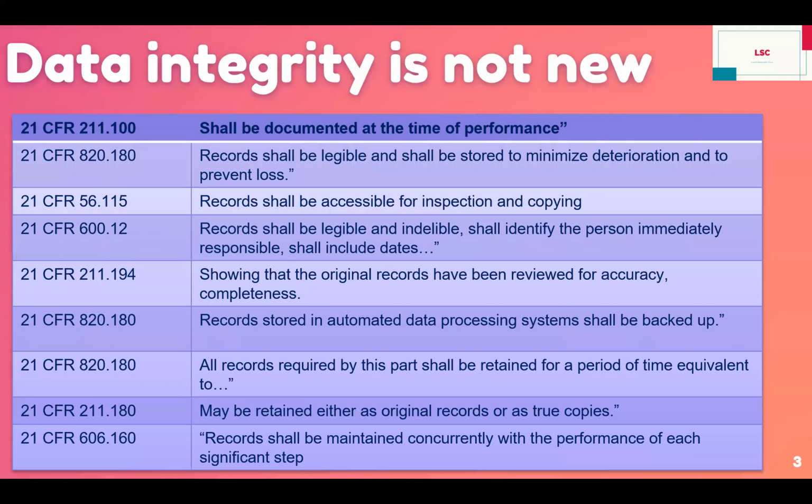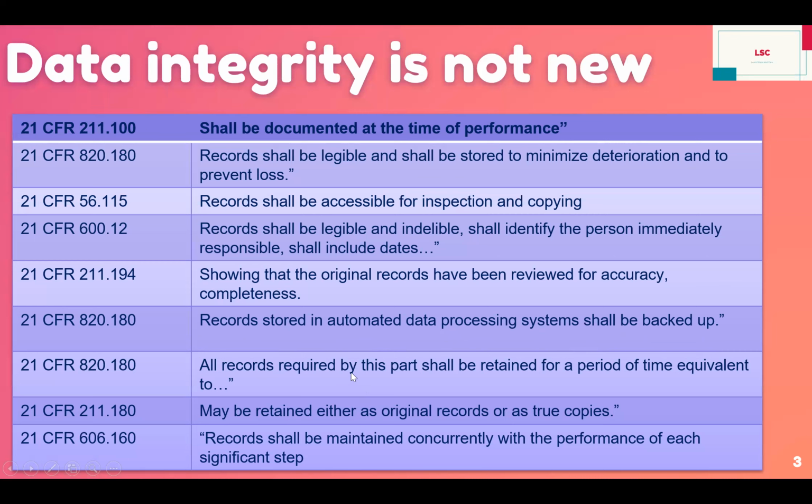Data integrity is not new, we all know. In different guidelines or different clauses of CFR also, there is always something written related to the integrity of data, like: shall be documented at the time of performance. Record shall be legible and shall be stored to minimize deterioration and to prevent loss. Record shall be accessible for inspection and copying. Record shall be legible and indelible. Shall identify the person immediately responsible. Shall include dates showing that the original record has been reviewed for accuracy and completeness. Record stored in an automated data processing system shall be backed up.